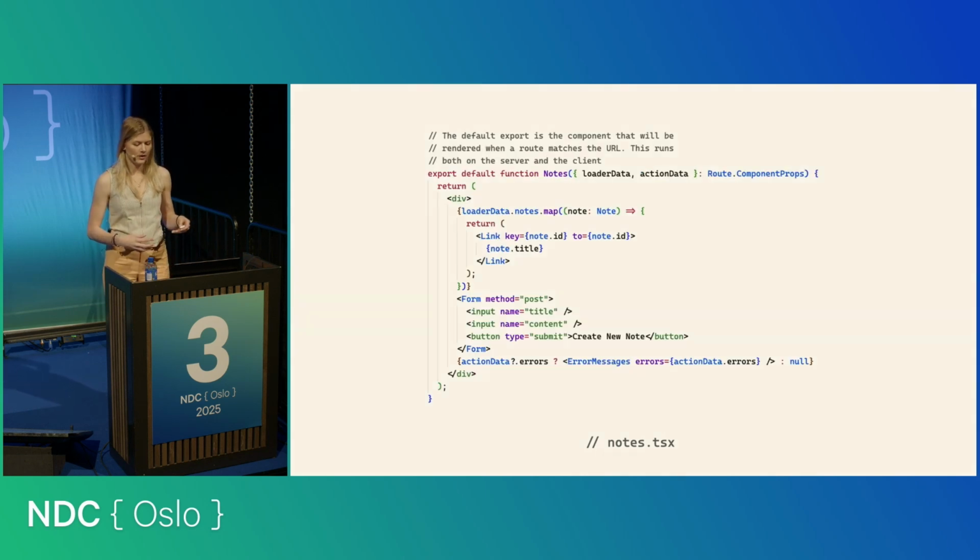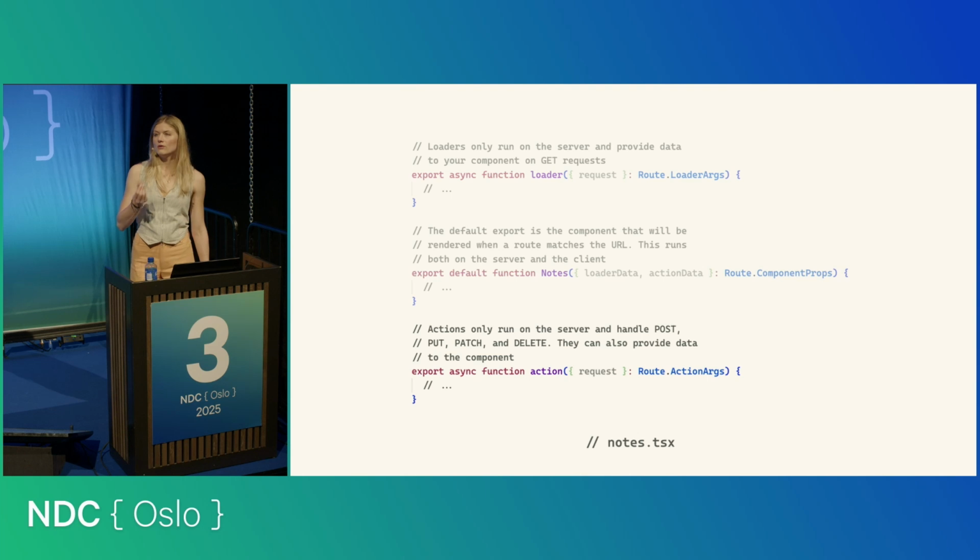So in this example, we are mapping the nodes from the database to links, and then rendering a form with inputs. And we can use the passed action data prop to map potential errors to error messages. And we can submit to the action on the route with the form. And then the action data is the return of the action. So everything is happening in the same route module here.